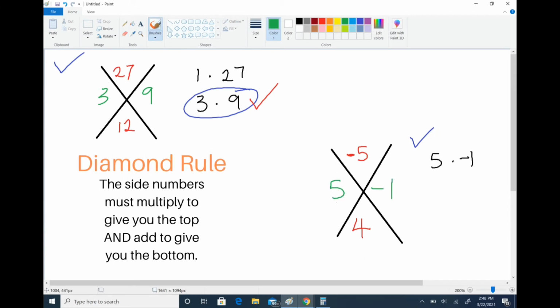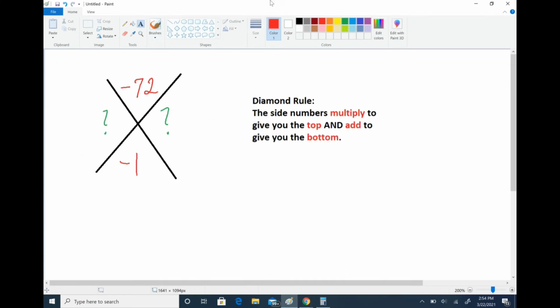Okay, so again, to summarize, the way that this works is you should always make a list of numbers that can multiply to give you the top, and then pick the one that will also add to give you the bottom. All right, guys, for this example, you are given the top and the bottom, and you're asked to find the side numbers.